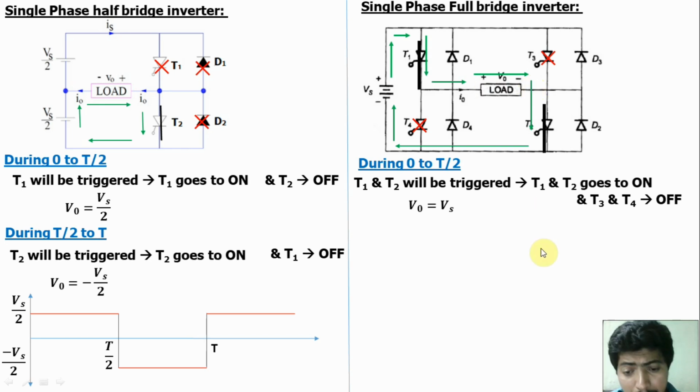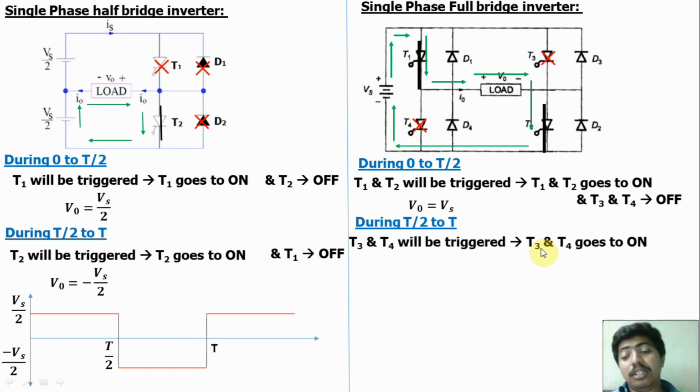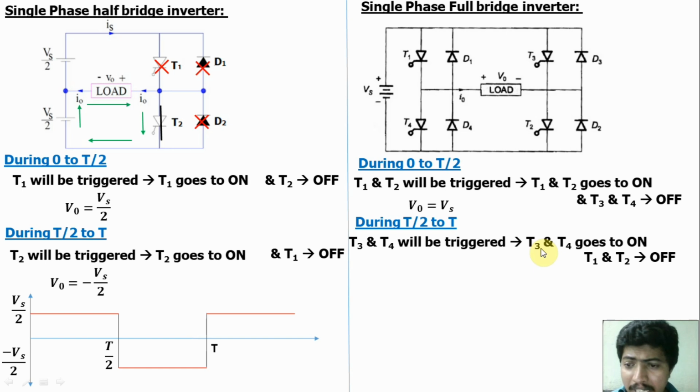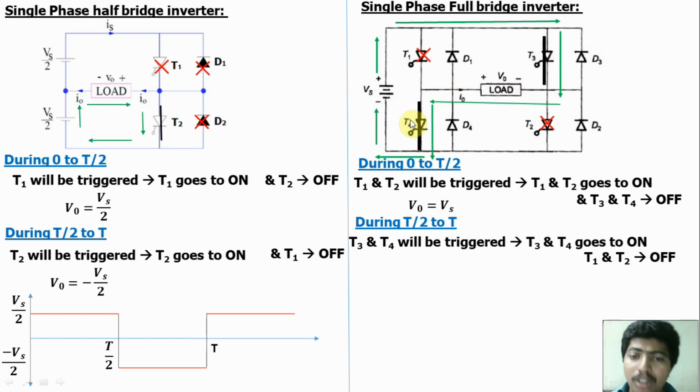During T/2 to T, the next half cycle, thyristors T3 and T4 are triggered, so T3 and T4 go to on conditions. At the same time, T1 and T2 are off. Now the circuit becomes: T1 and T2 are open, and T3 and T4 act as short circuits because they are on. Now the current flows from the source through T3 to the load, through T4, and then back to the source.